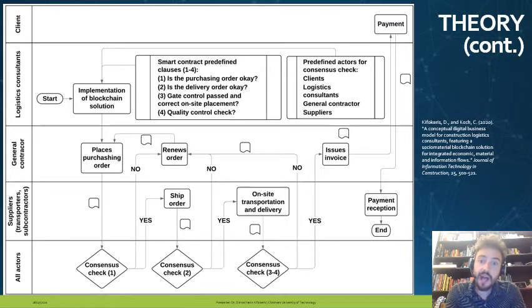The predefined actors for this consensus check, at least in the way we conceptualize it at this point, were the project clients, the logistic consultants that are employed by the project clients, the general contractor, and the suppliers.